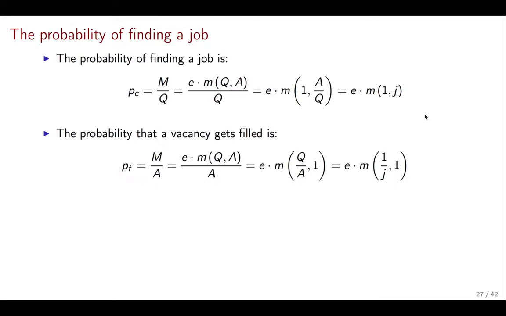Now, what happens for vacancies? It's pretty much the same story. The probability that a vacancy gets filled is the total number of vacancies that got filled relative to the total number of vacancies that there were. And the same way as before, because we're dividing the matching function by a, and the matching function has constant returns to scale, that is the same thing as dividing each of the arguments by a. And so we can express it again in terms of j, the market tightness.